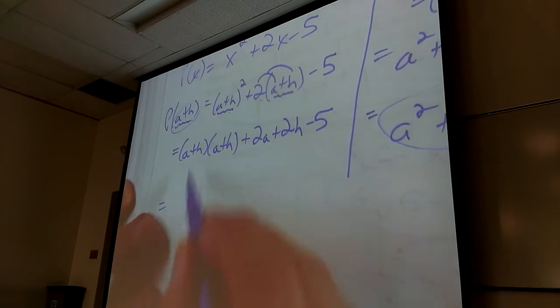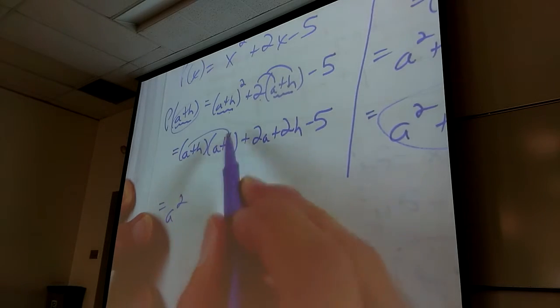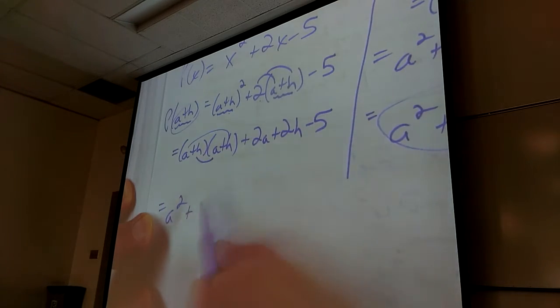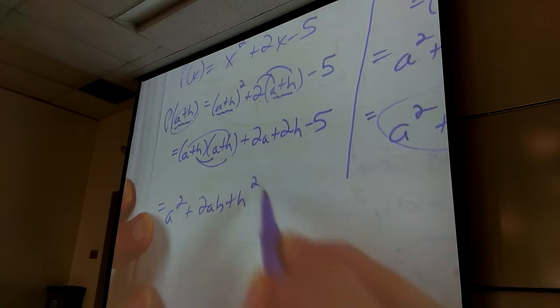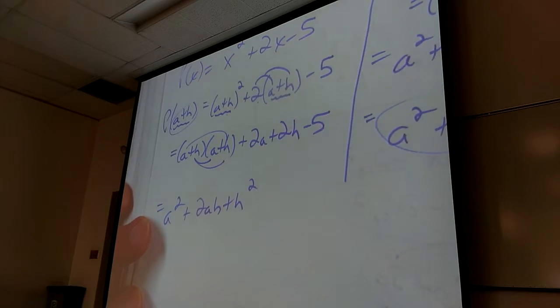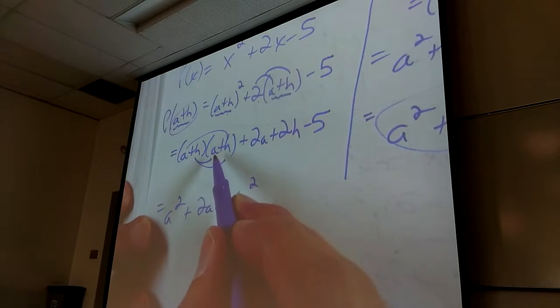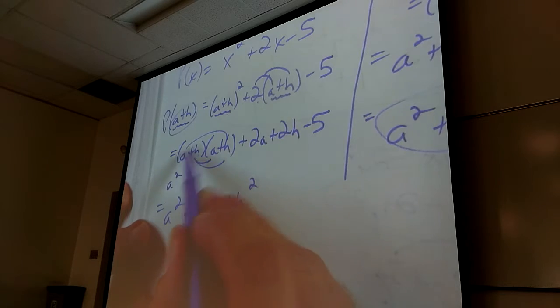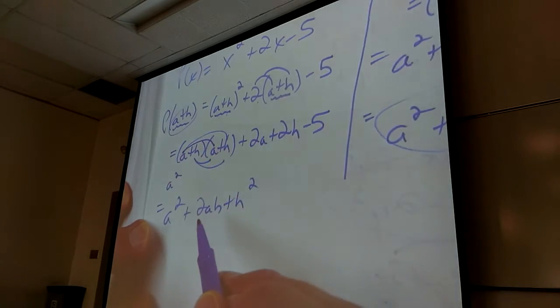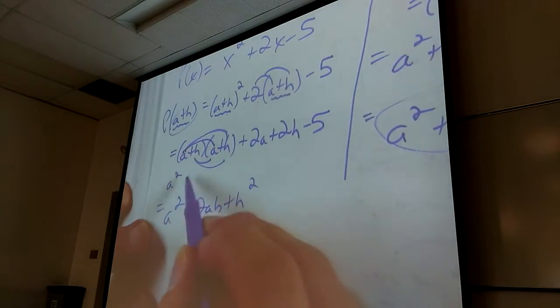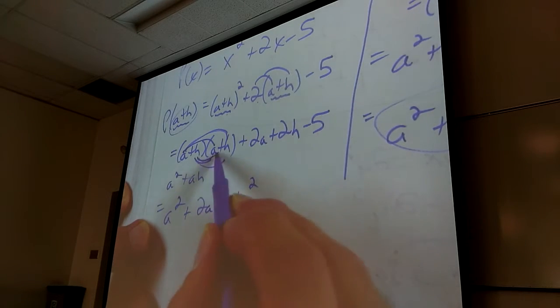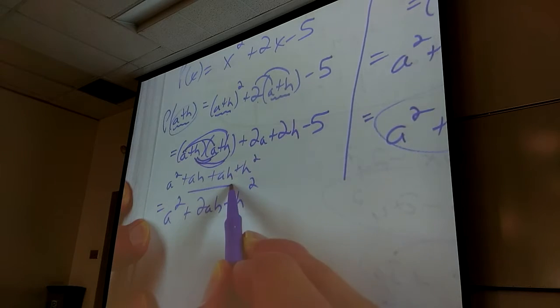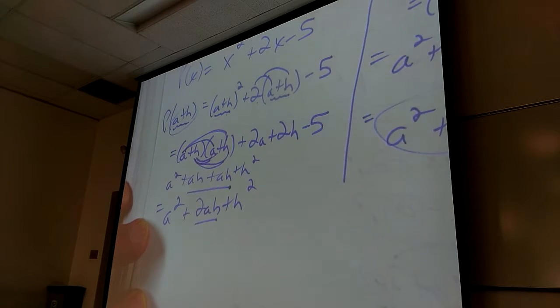So now here you're going to get a squared plus 2ah plus h squared. Is that decent? You get a squared for sure. Let me show you the step I've skipped. A times a is a squared. A times h is ah. A times h is ah. H times h is h squared. And then these combine to make 2 ah's.